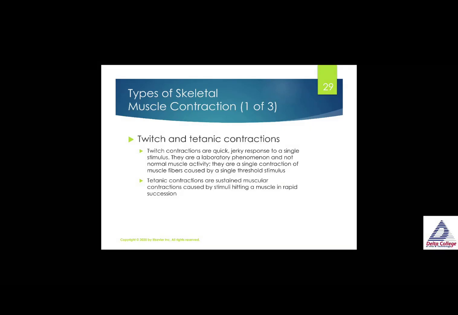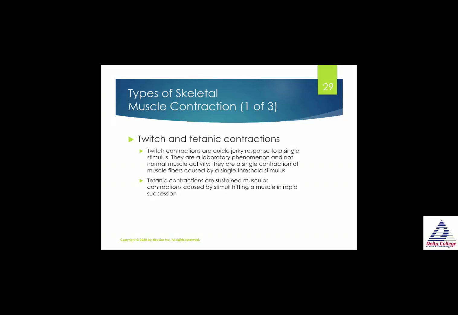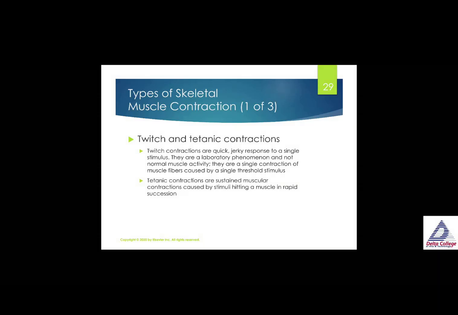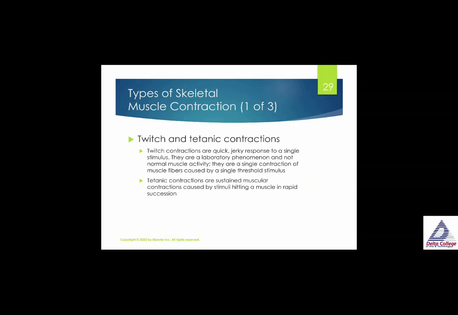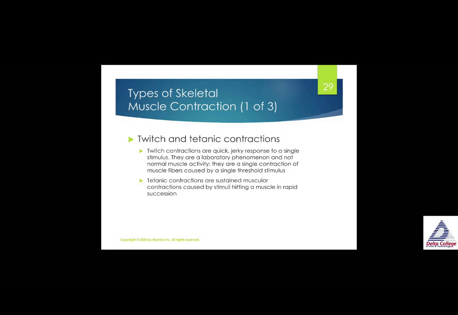Now, tetanic contractions are sustained muscular contractions caused by stimuli hitting a muscle in rapid succession, and it causes tetany, which is like a big muscle spasm. It will completely deform the hand, the arm, the leg, whatever muscles are being constantly bombarded by this rapid succession of contraction.